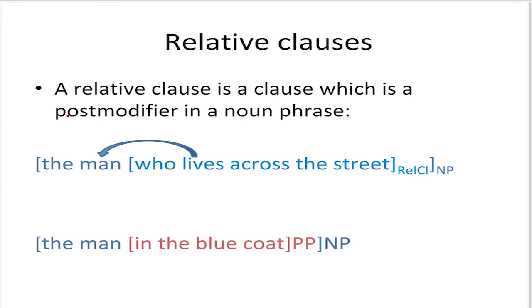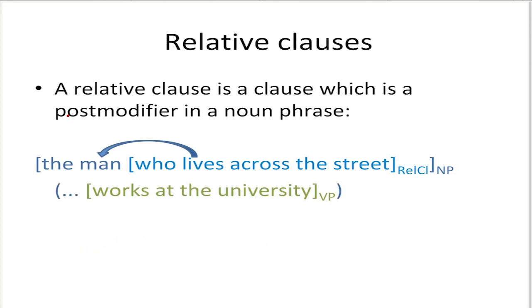If you compare it to the man in the blue coat, which has a prepositional phrase in the post modifier position, then you can see that who lives across the street is doing the exact same thing as that prepositional phrase. It's sitting inside the noun phrase, modifying the head, man, and the whole chunk is a noun phrase which refers to a particular man. We can see that it's a noun phrase because we can use it as the subject of a clause. We can say, for example, the man who lives across the street works at the university.